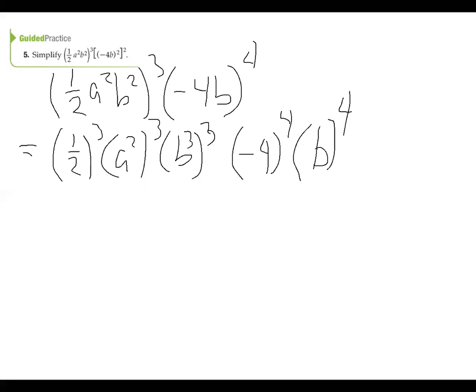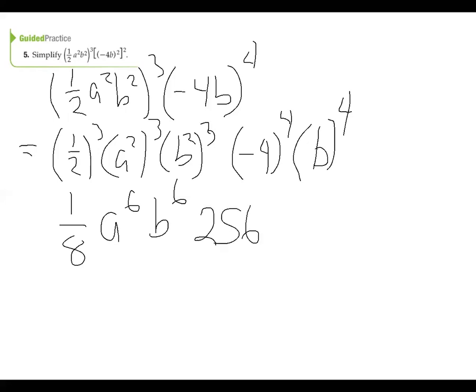Now I can simplify power of a power. The 1/2 cubed means 1/2 times 1/2 times 1/2, which would be 1/8. A squared cubed is going to be a to the 6th. I wrote that wrong. Let me erase that. That's going to be b squared cubed, which is b to the 6th. Negative 4 to the fourth. Negative 4 times 4 is 16. Times 4 is 64. Times 4 is 256. And it's going to be positive since I multiplied 4 negatives together. Okay, and then b to the fourth.